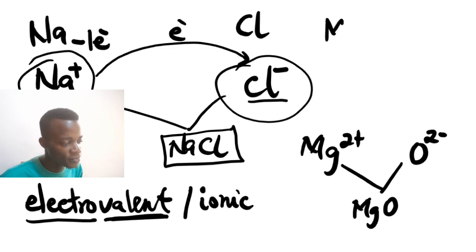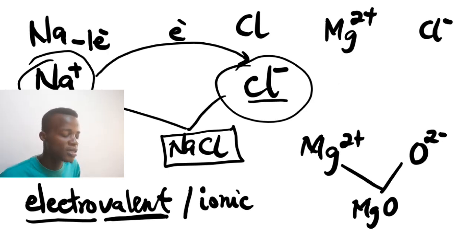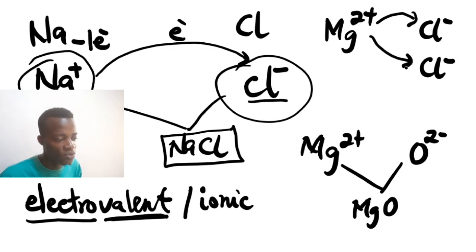Now what about Mg2+ and Cl-? If there is Mg2+ and Cl-, magnesium is giving out 2 electrons, and chlorine needs only 1. So what about the other one? This is what will happen. Magnesium 2+ gives out 2 electrons, and chlorine needs just 1. So why don't we bring 2 chlorines? If this guy is losing 2 electrons, one electron will go here and one electron will go here to satisfy them. At the end of the day, you have magnesium and Cl2.